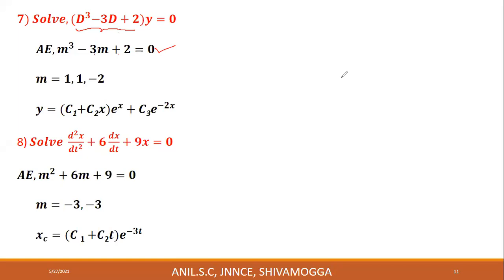I expect all of you to solve this problem. m cube minus 3m plus 2 is equal to 0. Do not copy that answer. You do it by yourselves.